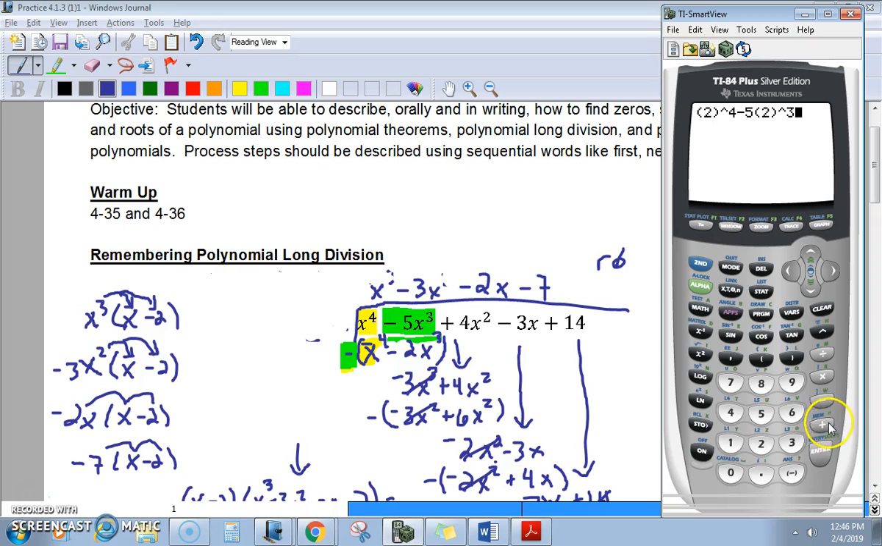And then plus 4x squared, so plus 4 2 squared, minus 3 times 2 plus 14. So if f of 2, oops, what do I have here?